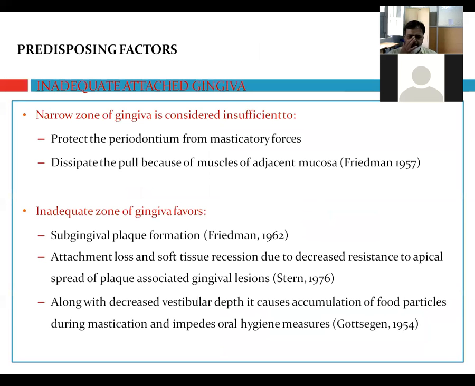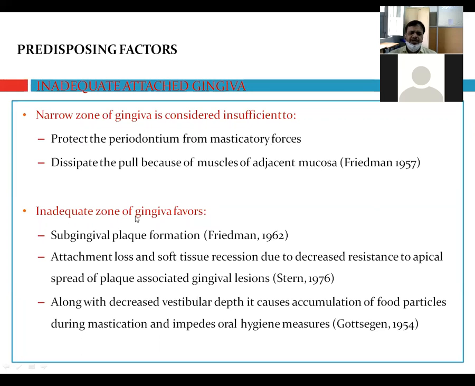So what is the importance of attached gingiva? Whenever there is inadequate attached gingiva, a narrow zone of gingiva is considered insufficient. Inadequate width of attached gingiva doesn't protect the periodontium from masticatory forces, and doesn't dissipate the pull of the muscles of the adjacent mucosa.